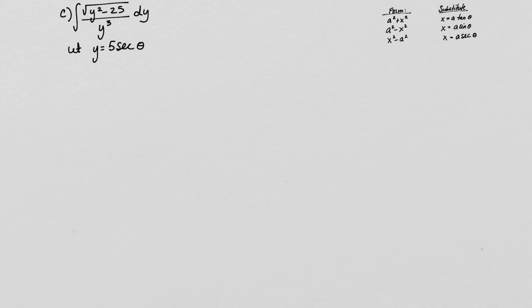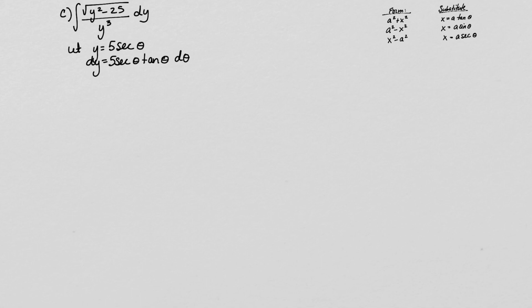I usually find the dy next. So dy or dx, depending whether you have x's or y's, I find that part next. So what's the derivative of 5 secant theta? Yeah, 5 secant theta tangent theta. So 5 secant theta tangent theta d theta. Okay, and then I need to figure out the other pieces.